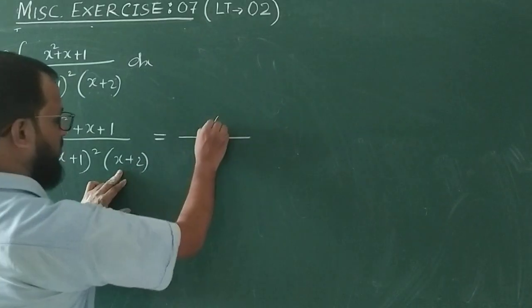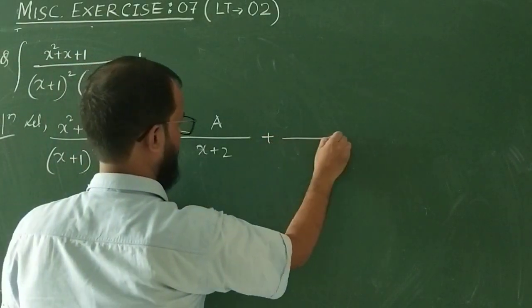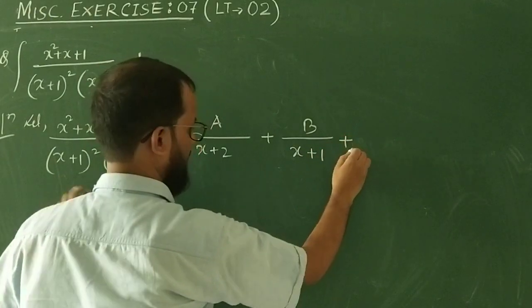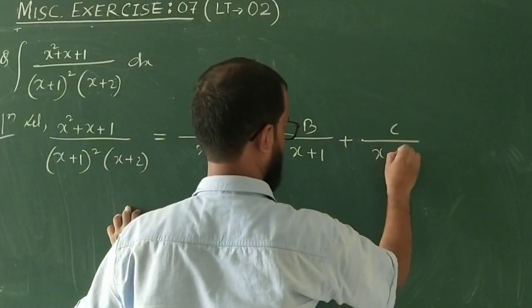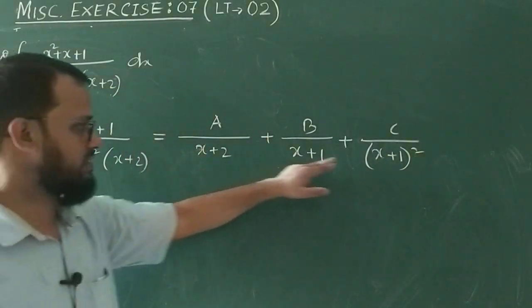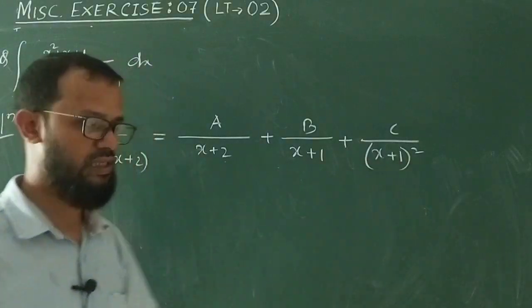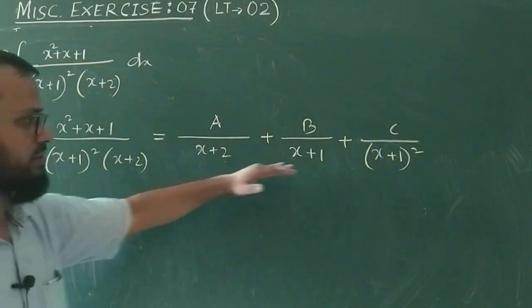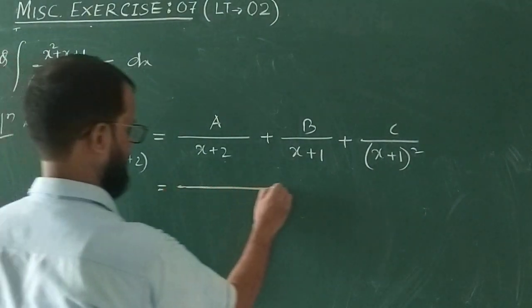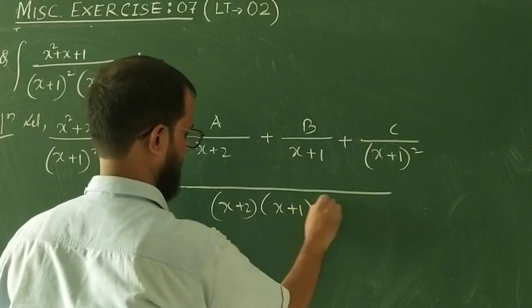First you write the individual one, a by x plus 2, then b by x plus 1, and then c by x plus 1 whole square. Writing the whole square means, if you take the LCM, your LCM will be x plus 2 into x plus 1 whole square, such that the denominator on the left hand side and the denominator on the right hand side must be equal.